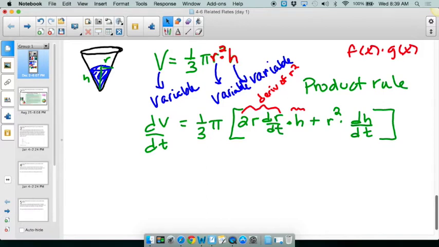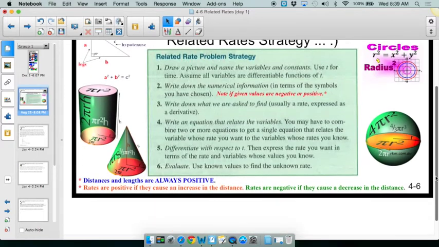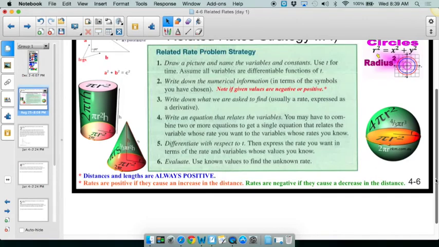I was just kind of buying a little time here. So here's all our cylinder equations. Here's our Pythagorean theorem. Here's our circle equations, our sphere equations. All of those things.